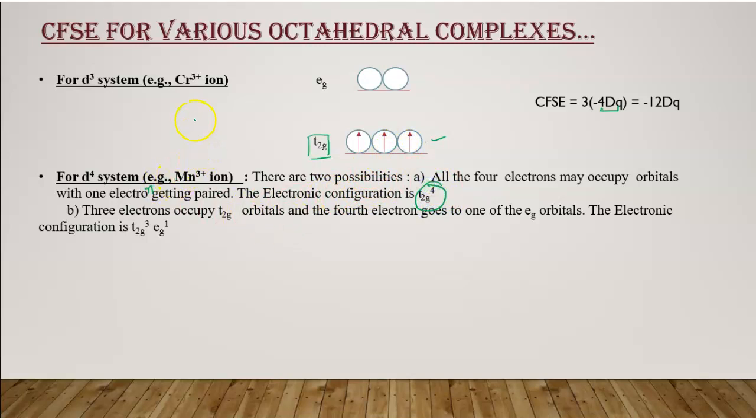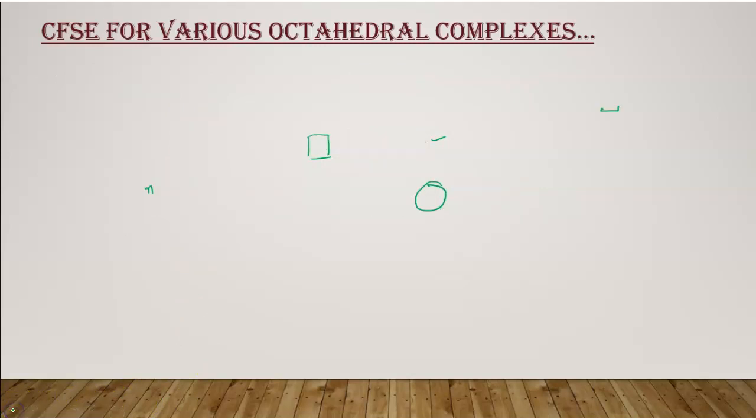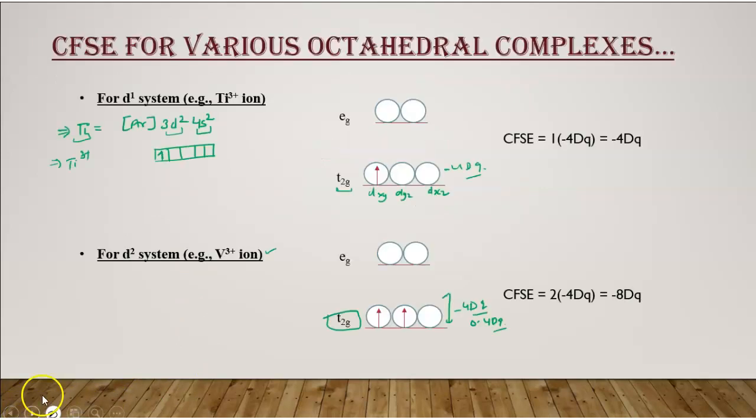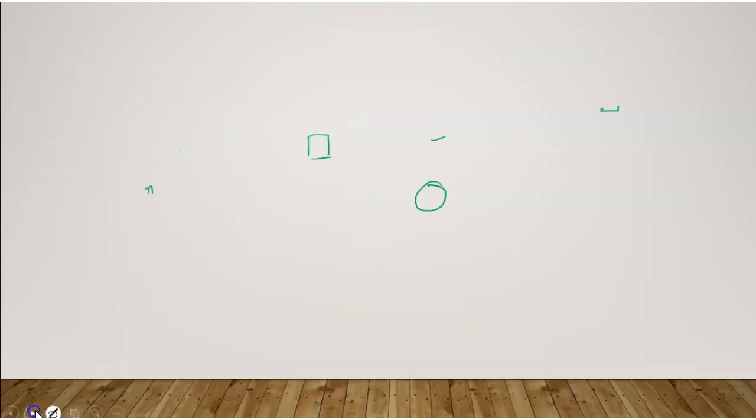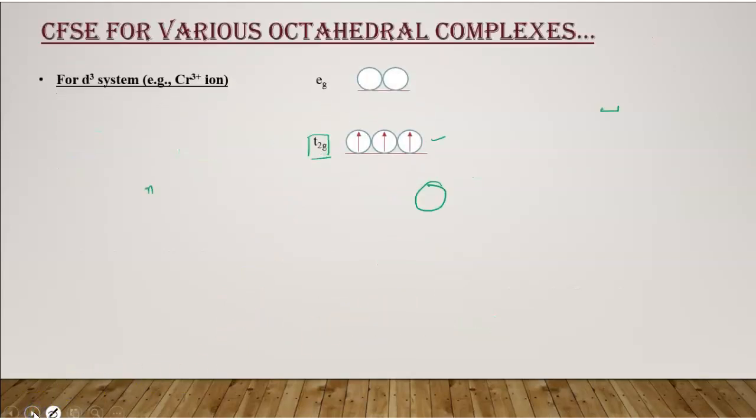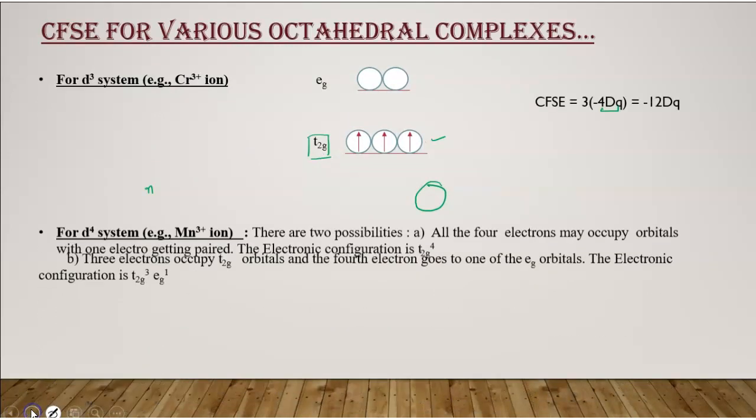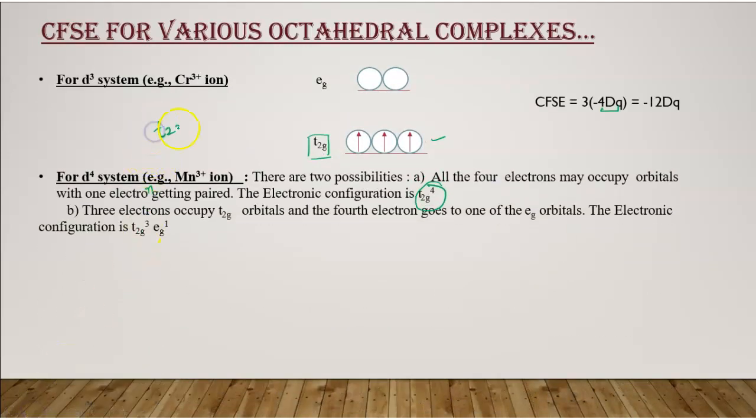I guess I have not mentioned the electronic configuration in the previous two cases, so let me do that for you first. For the first case it is going to be T2g1. Second case it is going to be T2g2 because two electrons are present in T2g orbital. Third case it is going to be T2g3 because three electrons are present in three T2g orbitals. When we were discussing the D4 system, we took the example of manganese 3 plus ion.